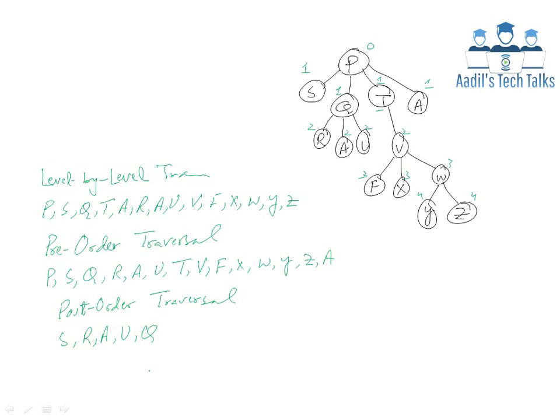The younger brother of Q is T, but T is the parent of V and V is the parent of F and X and W, but W is the parent of Y and Z. Now the parent of Z is W, the parent of W is V, the parent of V is T, and the younger brother of T is A, and then the parent of all the nodes is P.